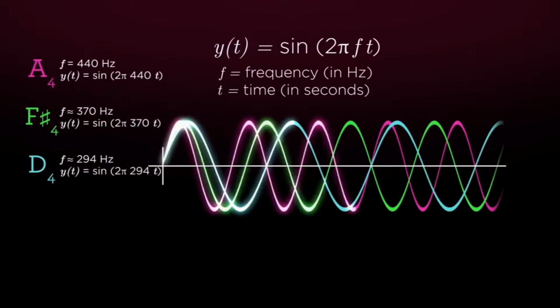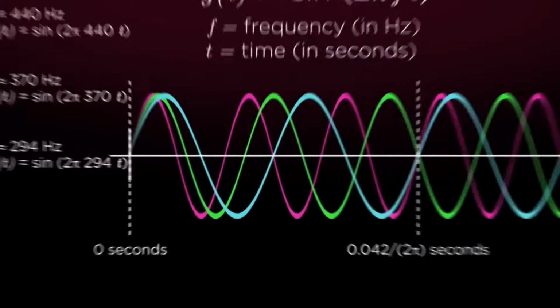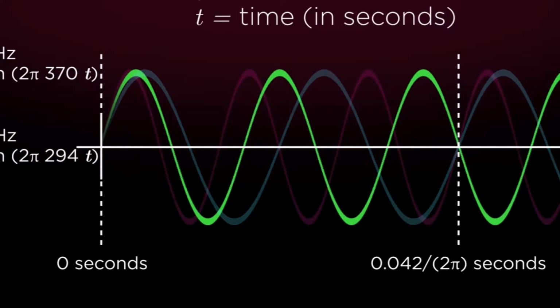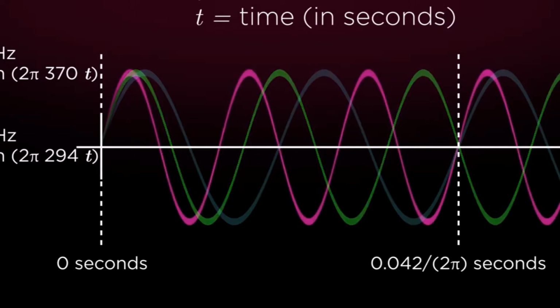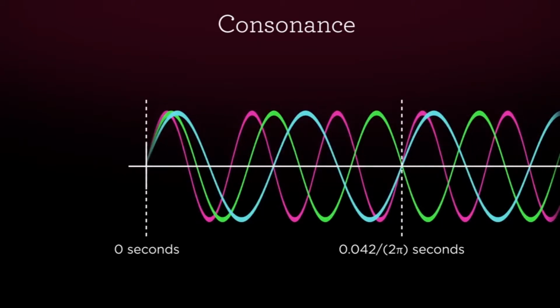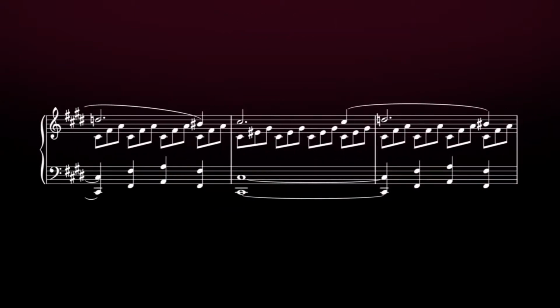When all 3 of the sine waves are graphed, they intersect at their starting point of 0, 0, and again at 0, 0.042. Within this span, the D goes through 2 full cycles, F sharp through 2.5, and A goes through 3. This pattern is known as consonance, which sounds naturally pleasant to our ears. But perhaps equally captivating is Beethoven's use of dissonance. Take a look at measures 52 through 54.